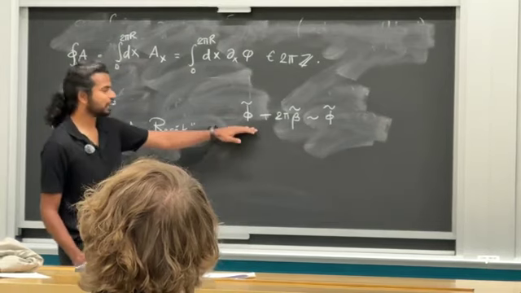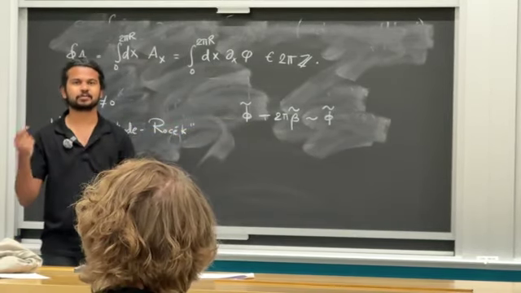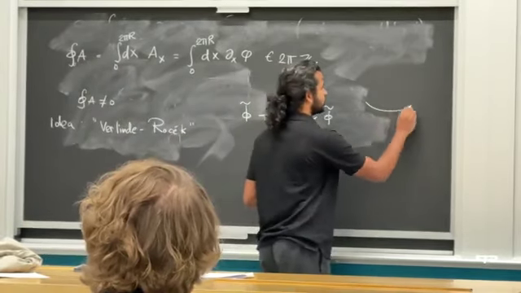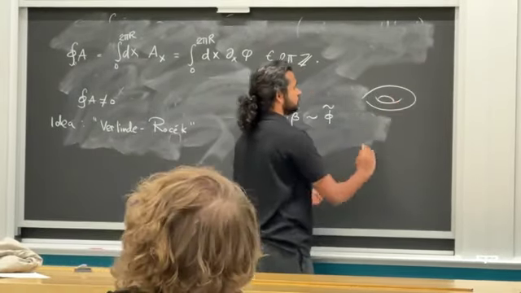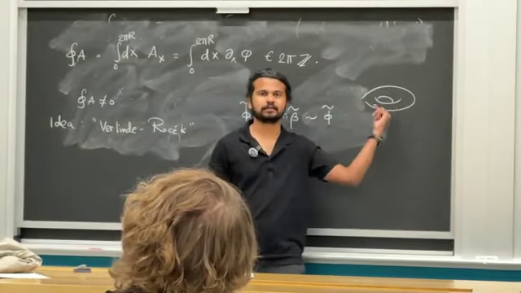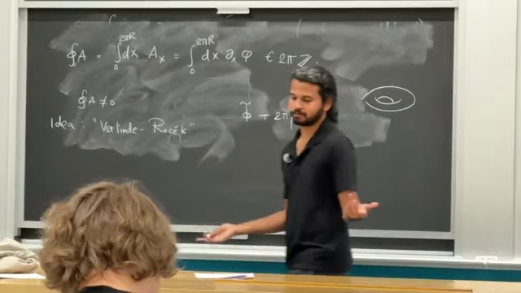If phi tilde is compact, what that means is that phi tilde also can wind around cycles in the world sheet. If the world sheet is like a torus, phi tilde can also wind around in different cycles. Phi was compact and it could wind, so why not phi tilde?